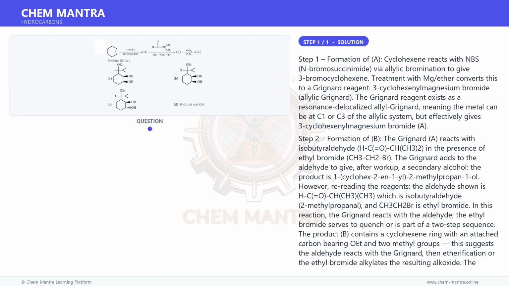Step 3. Formation of C. OsO4 with H2O2 performs syn dihydroxylation of the double bond, C2=C3 of cyclohexene in B, giving a cis diol. The double bond is between C2 and C3, so the dihydroxylation gives cis OH groups at C2 and C3. Step 4. Stereochemistry analysis.